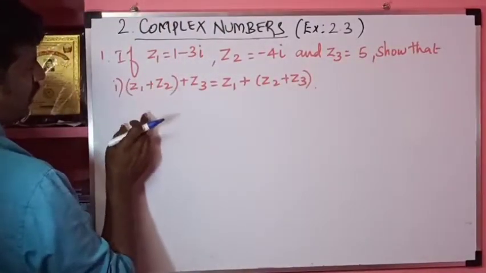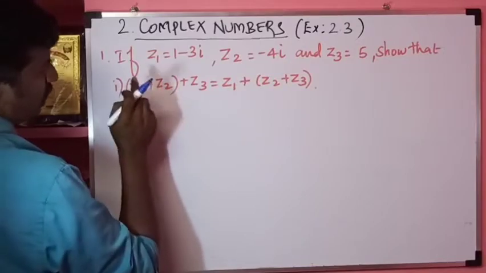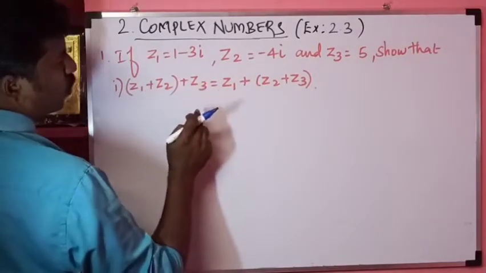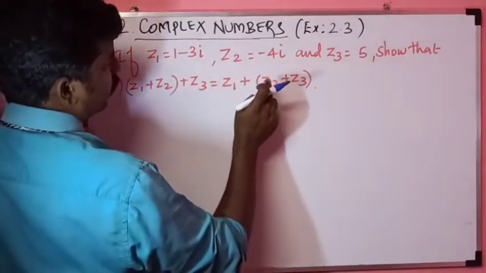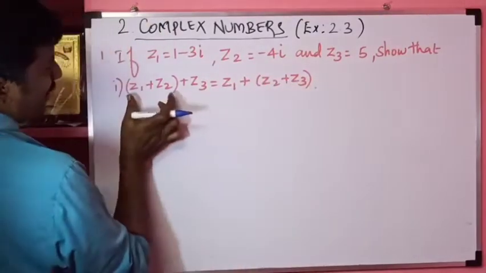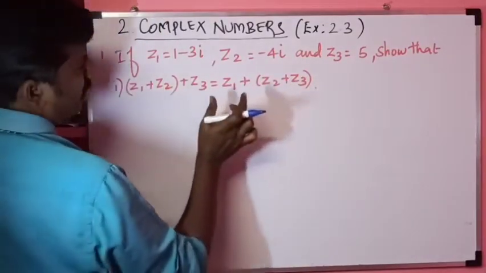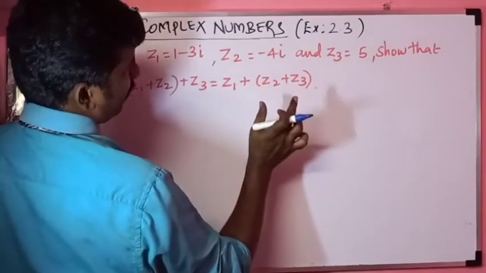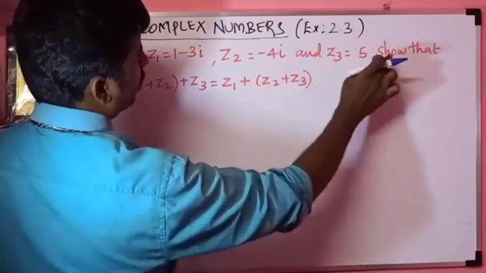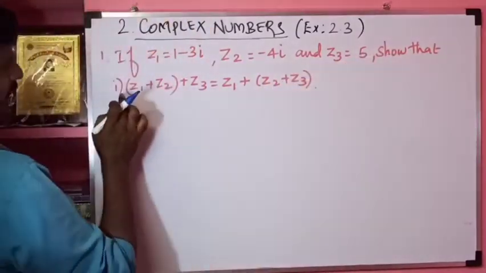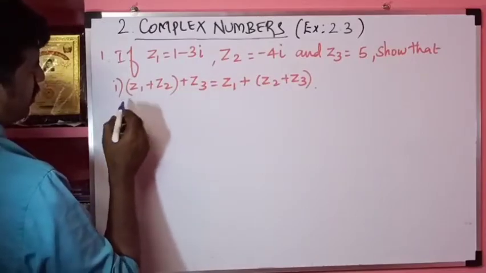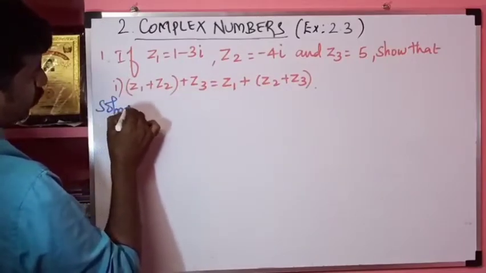Here are two questions. First, (z1 + z2) + z3 is equal to z1 + (z2 + z3). Here the bracket is on z1 and z2, here the bracket is on z2 and z3. So prove that the two are equal. Show that the given expressions are equal. Right? So now see the solution.